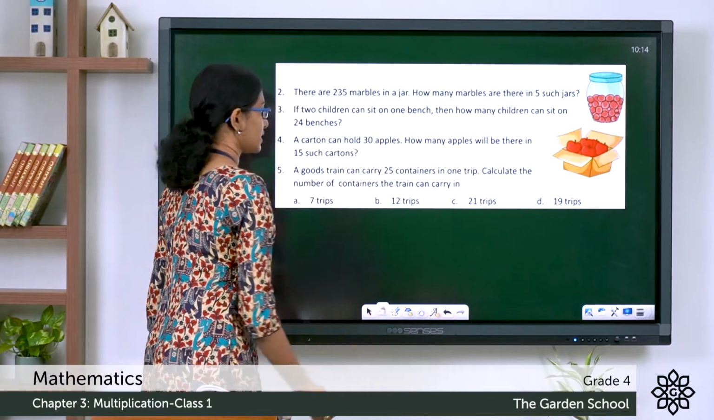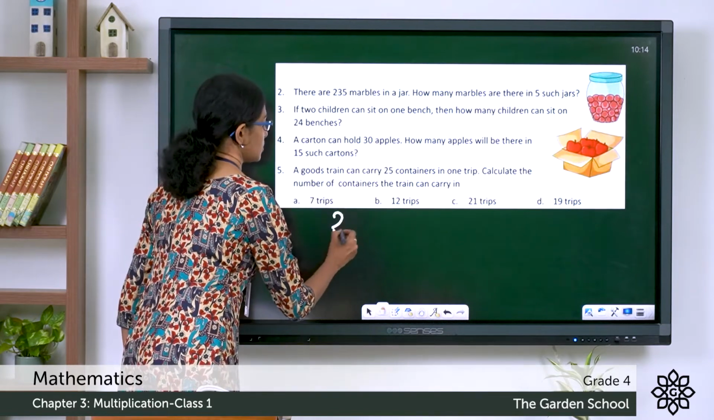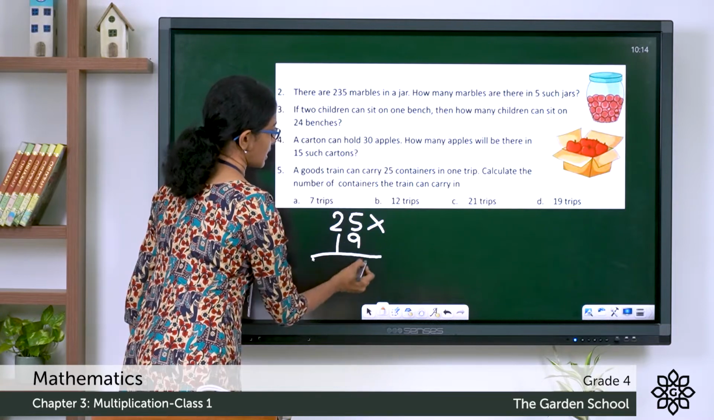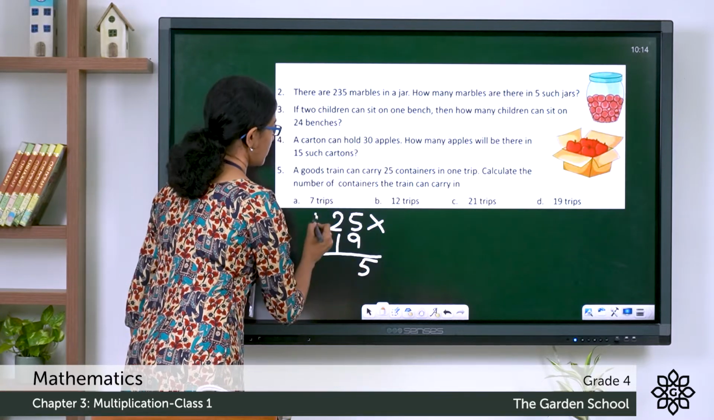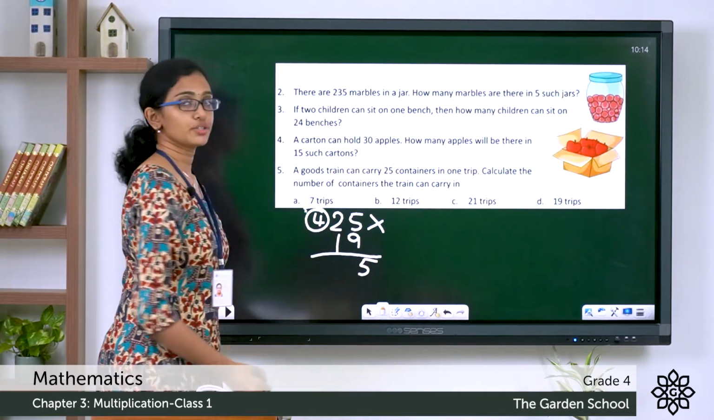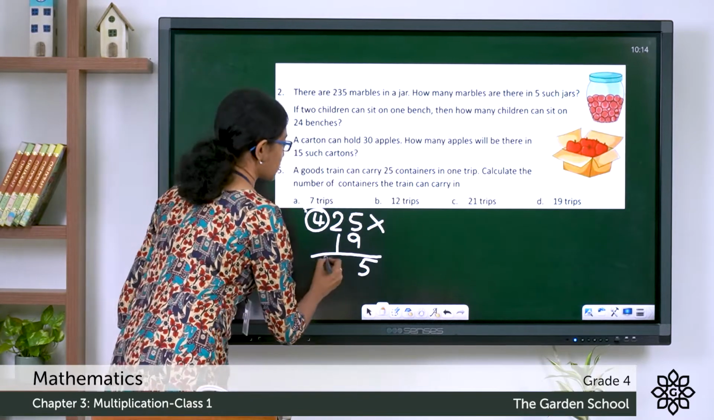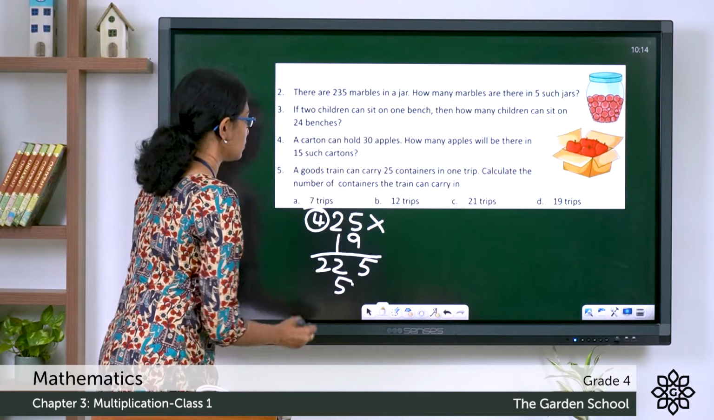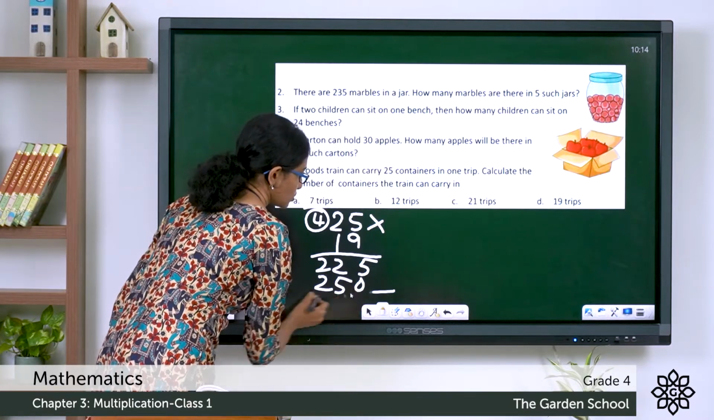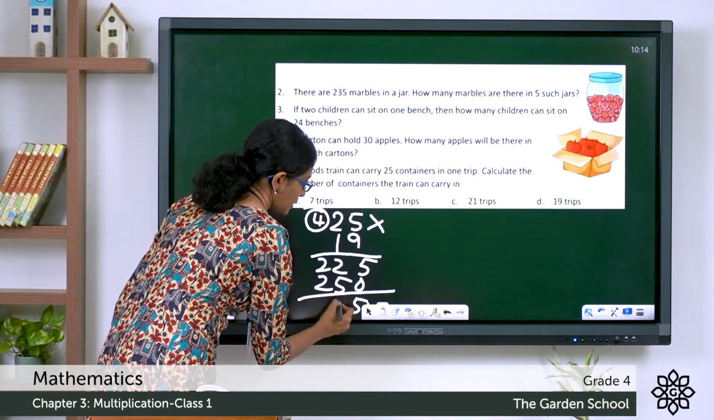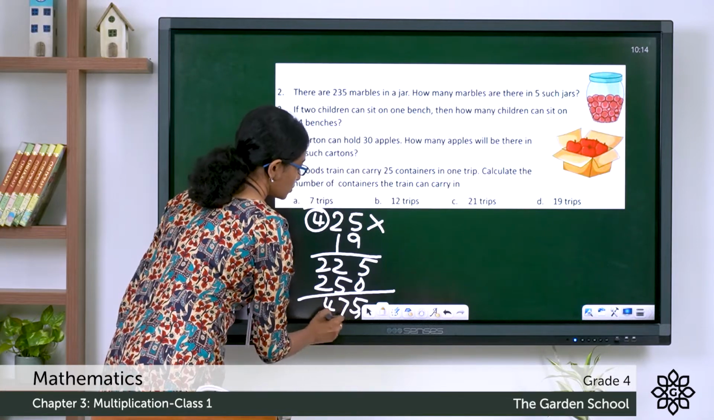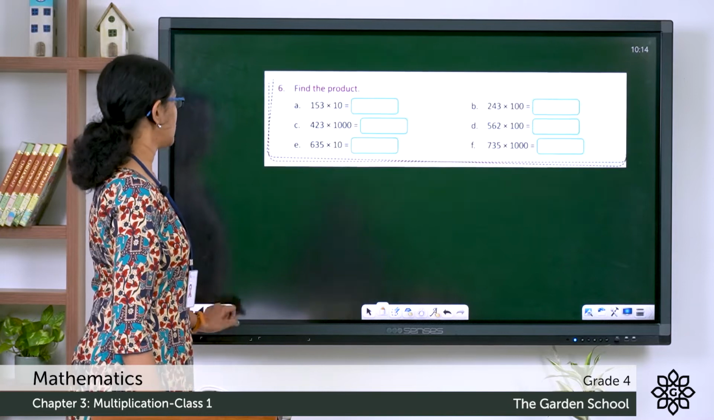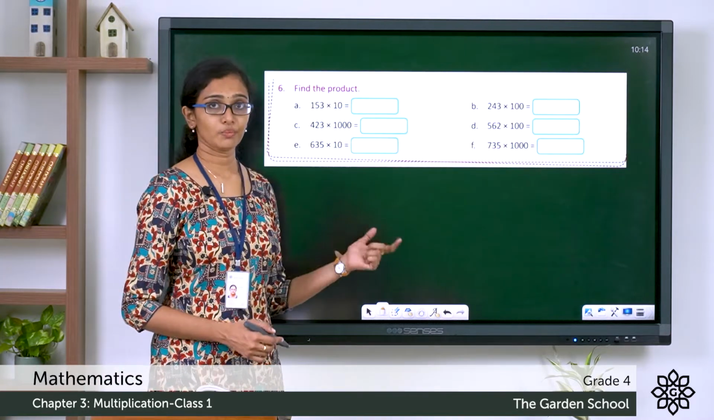Now, the last one. 19 trips. How many containers? It is 25 into 19. 9 into 5, 45. Carry over 4. 9 into 2, 18 plus 4. It is 22. Now, 1 into 5, it is 5. 1 into 2, 2. So, it's 5. 5 plus 2, 7. 2 plus 2, 4. So, it is a total of 475. Now, there was one more question.